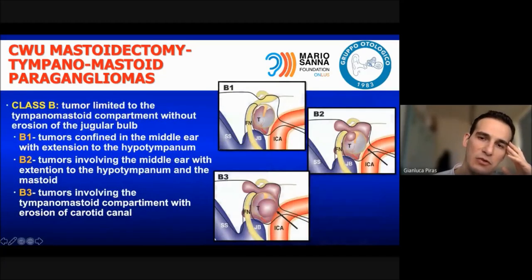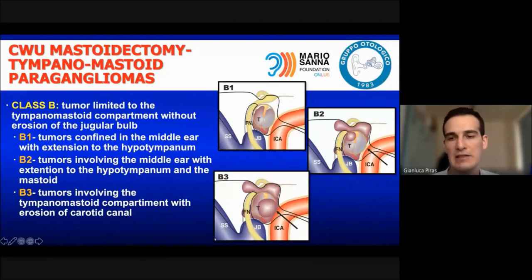Class B is a tumor, B1, which goes into the hypotympanic area. B2, middle ear with extension into the mastoid, which could be extension, for example, in the aditus or in the antrum, or, for example, in the retrofacial area. B3 is a tumor that fills the middle ear cleft with an eventual involvement of the mastoid, but most important, an initial erosion of the carotid, which divides a B3 from a C, a tympanojugular paraganglioma. The jugular bulb is not invaded by the paraganglioma, as it is in class C tympanojugular paragangliomas.